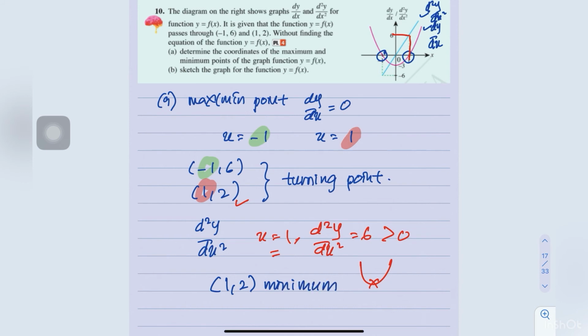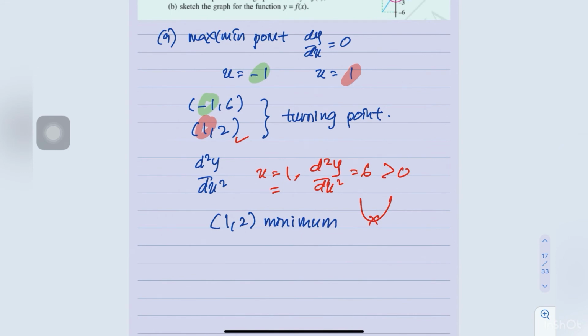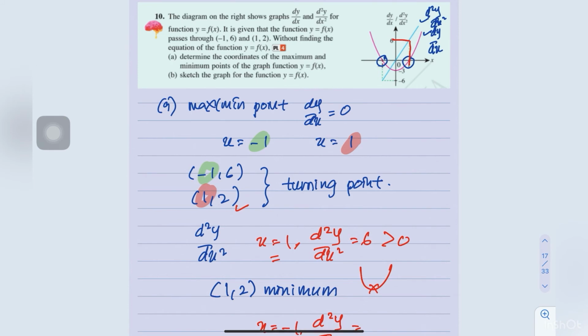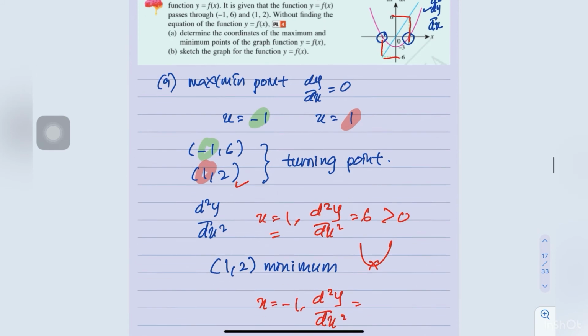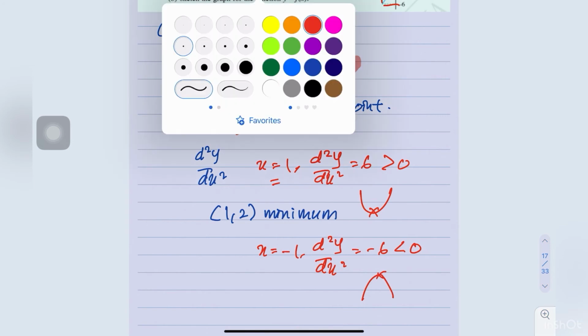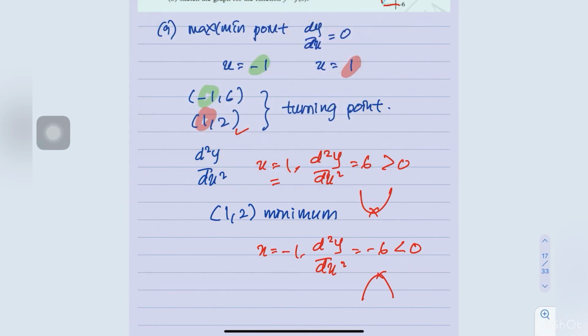Okay, so then for x equals negative 1, d squared y dx squared equals, look at the blue graph, negative 6. So negative 6 is less than 0, so it is a maximum. So therefore, (-1, 6) is the maximum.